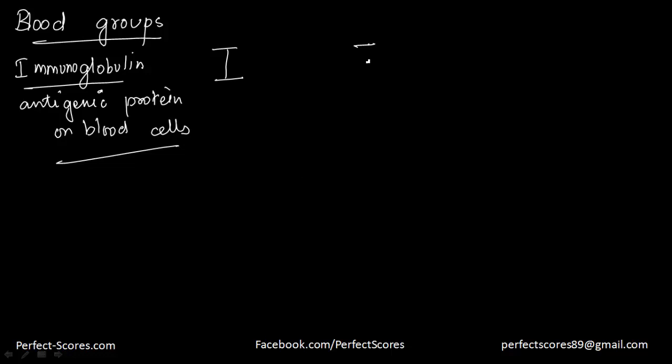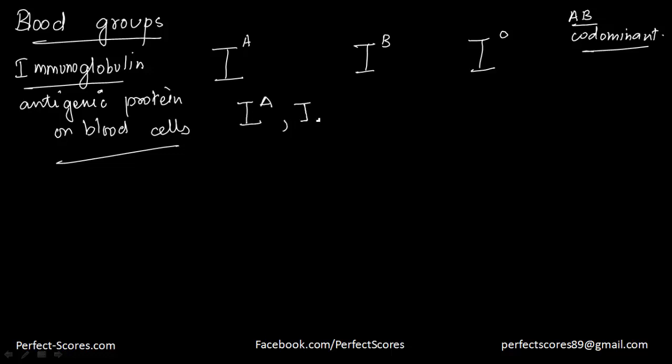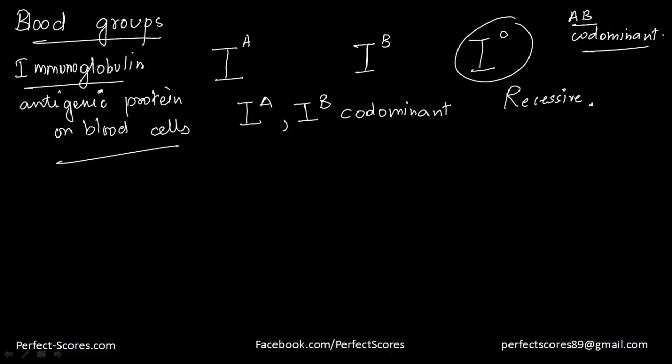So that means there are three alleles of the same gene. You have IA, IB, and IO. A and B, you need to remember for blood groups specifically, A and B are codominant. That means IA and IB are codominant. On the other hand, this one is the recessive allele. That means it will show its effect only in the homozygous condition.